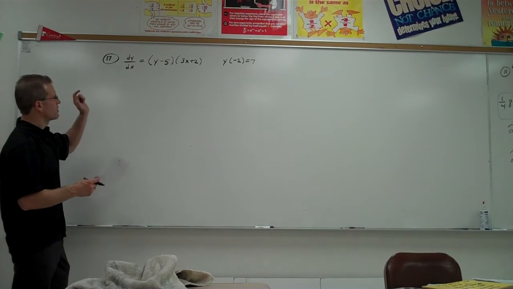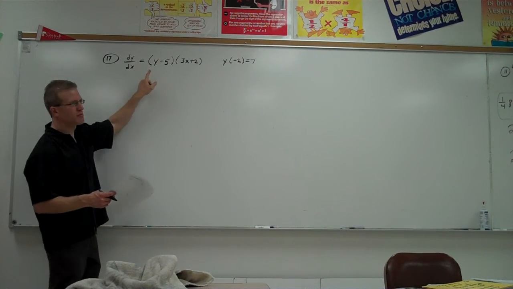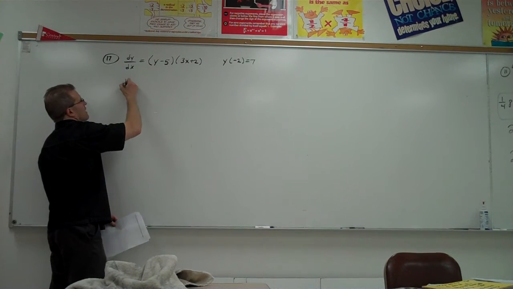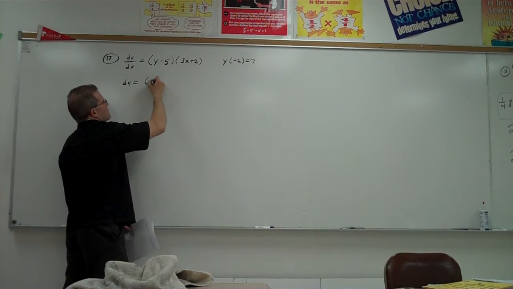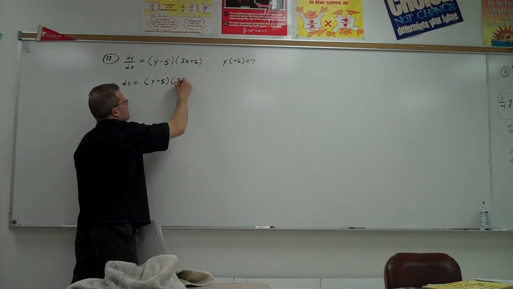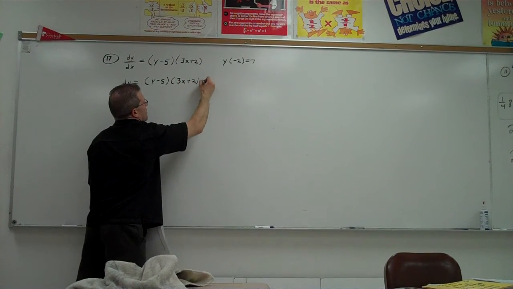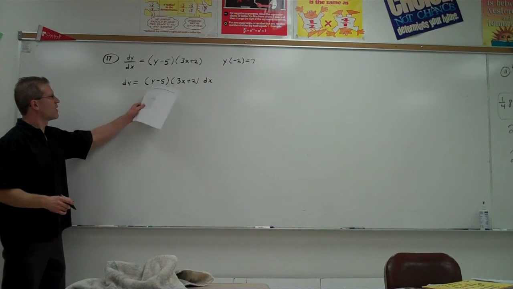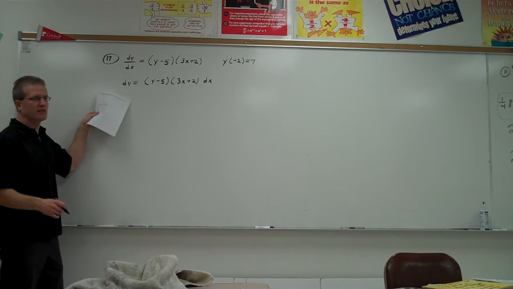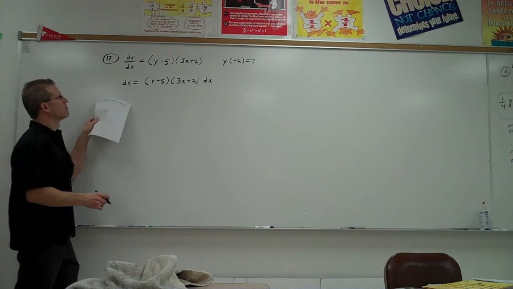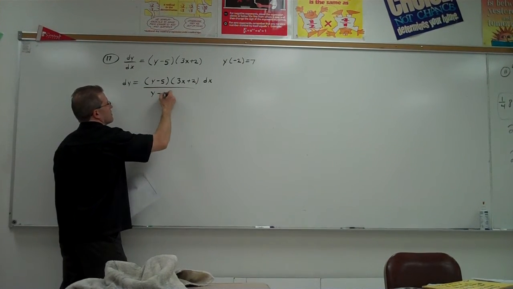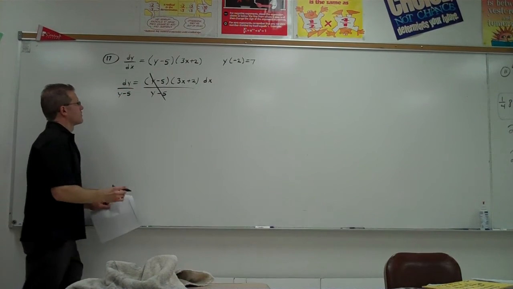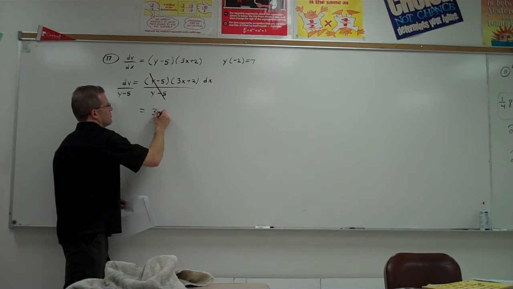So separate the variables, so we have to get the x's to the right, so I'm going to multiply by dx on both sides. That'll make this dx cancel out on the left, and a dx will appear on the right. Now, how would I get the y's to move from here over to the left side? Divide by y minus 5. So on the right side, you're going to have 3x plus 2.